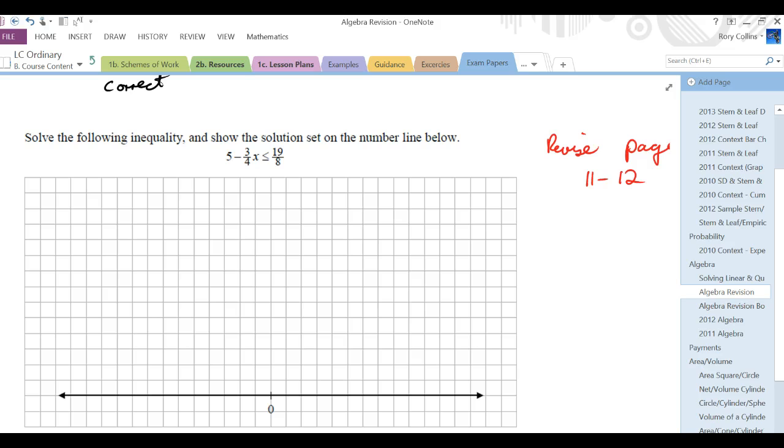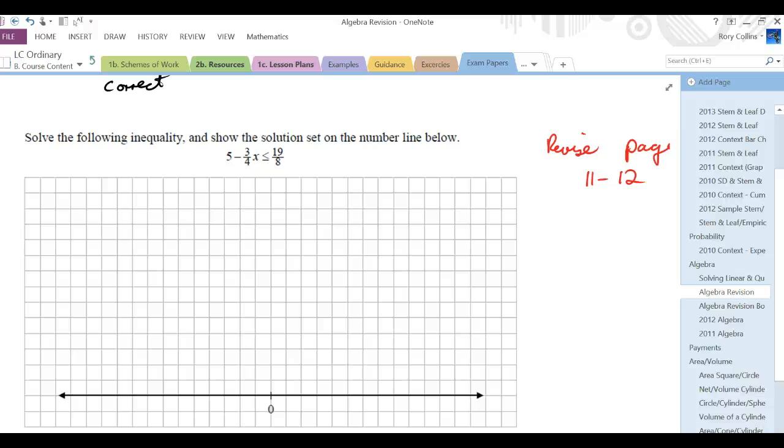This brings us on to our next question. Solve the following inequality and show the solution set on the number line below. We have 5 minus 3/4 x is less than or equal to 19 over 8. First thing I want to do is remove these fractions. I'll do that by multiplying every term in this inequality by the lowest common multiple of the denominators of the fractions.